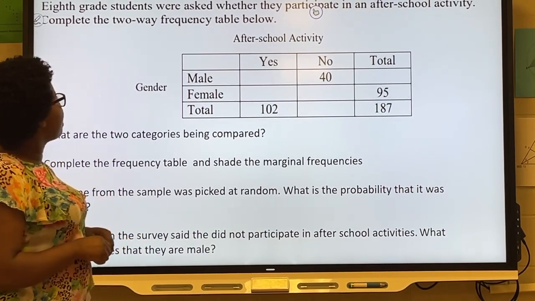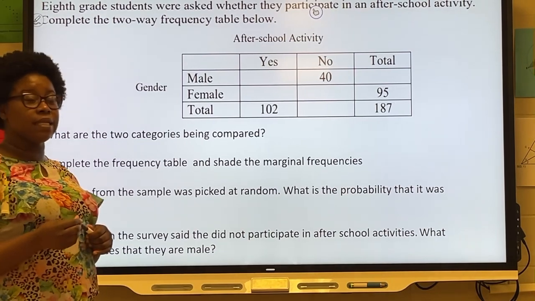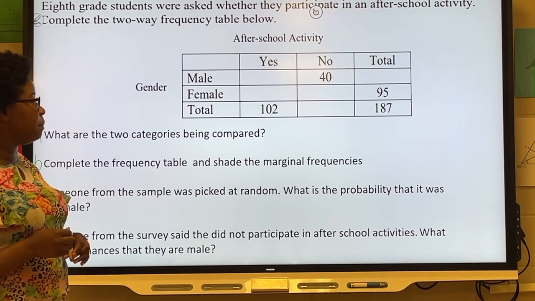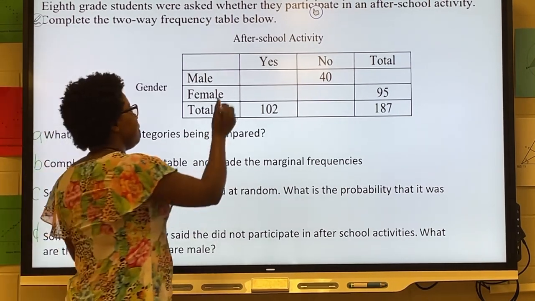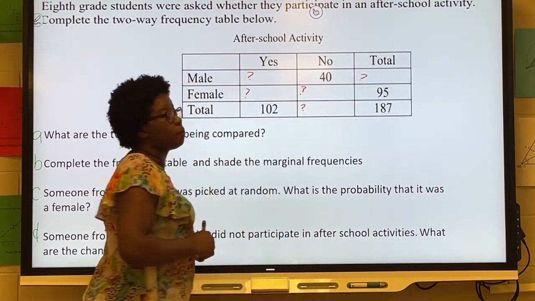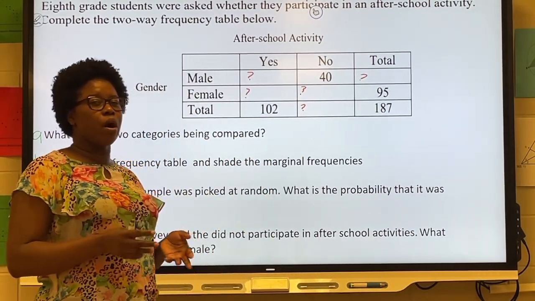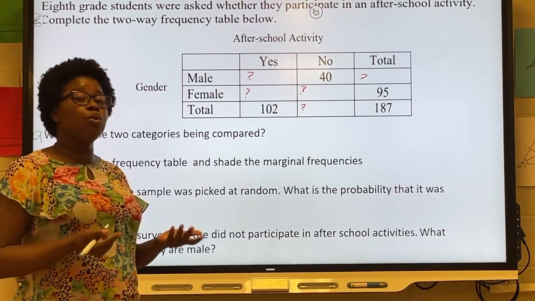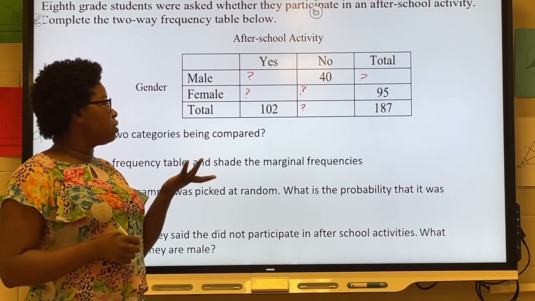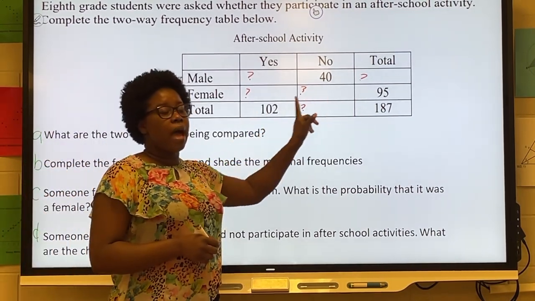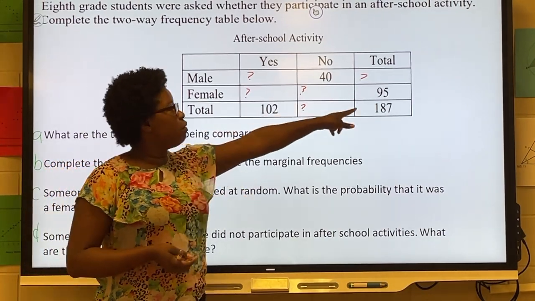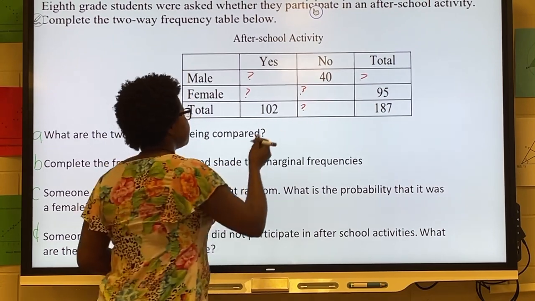So it says 8th grade students were asked whether they participate in after school activities or not. You're asked to complete the two-way table given. So we need to fill in the missing cells that we're seeing right here. And as I explained in the previous video, there's no right or wrong way of doing this. It's up to you what you want to do first and where you want to start. Normally you start once you're given two or three numbers in one row. So we can move from this region here first.